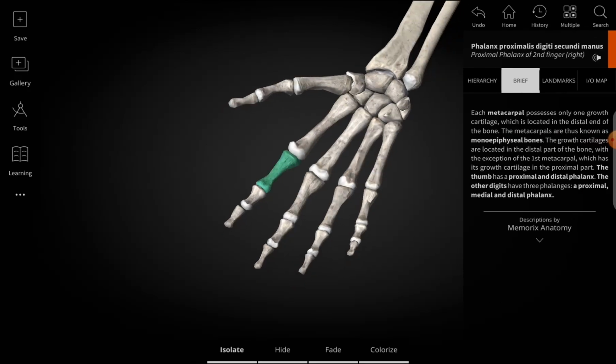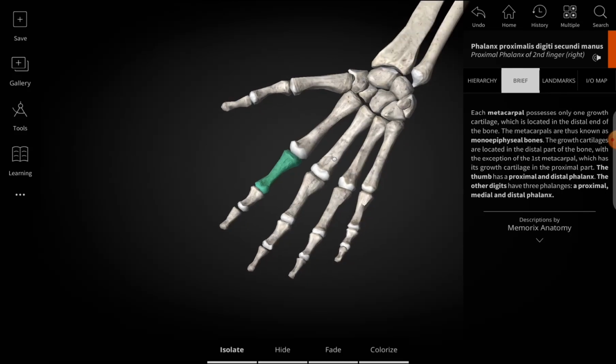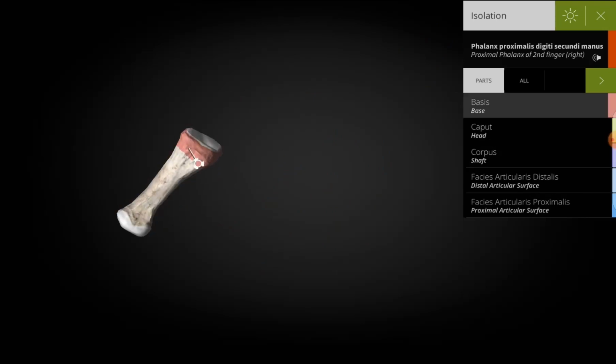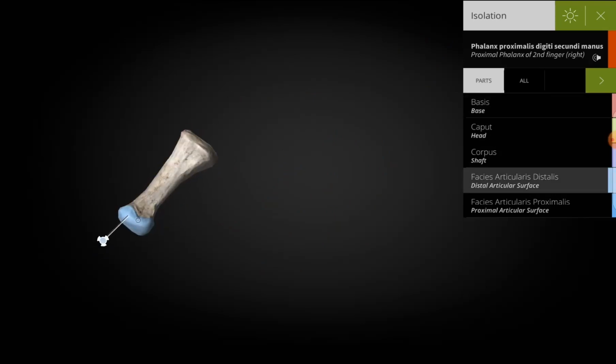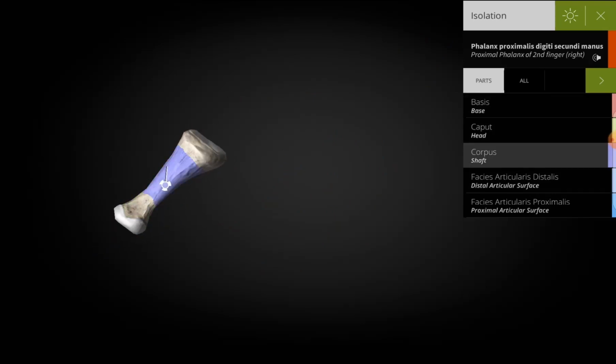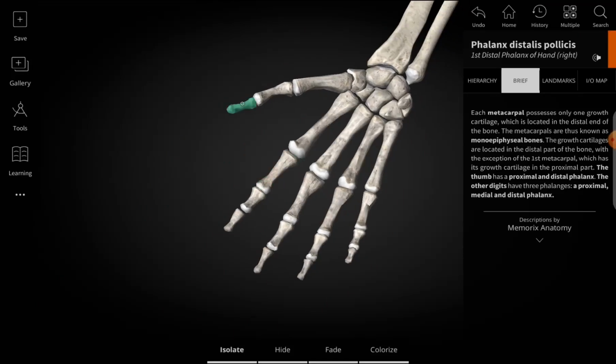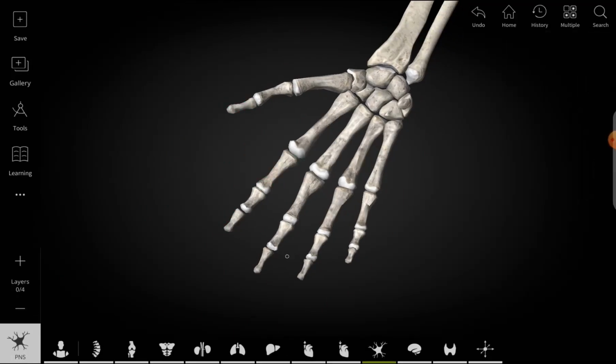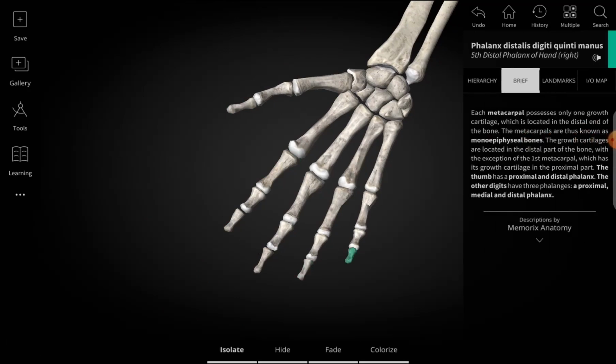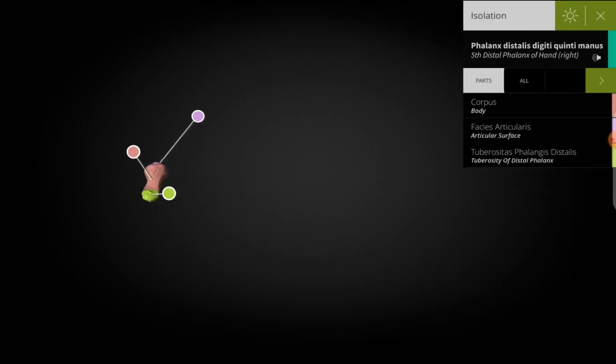Their general structure is similar to that of the metacarpal bones of the hand, meaning they have a proximal and a distal epiphysis, with a diaphysis located between the two. These anatomical structures are also specifically named the basis, the caput, and the corpus. However, a notable exception to this general rule applies to all 5 distal phalanges, as they do not possess a caput, but instead terminate in a very special and distinct structure, which is called the tuberositas phalangis distalis.